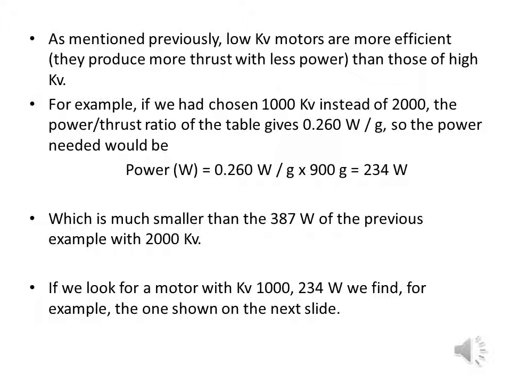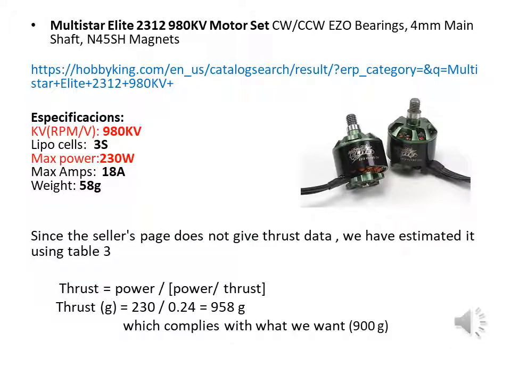If we look for a motor with kV around 1000 and about 234 watts, we find, for example, the one shown on the next slide. Motor Multistar Elite 2312 980 kV. The important points from the specifications are kV 980, battery LiPo cells 3S maximum, power 230 watts, maximum amps 18 A.